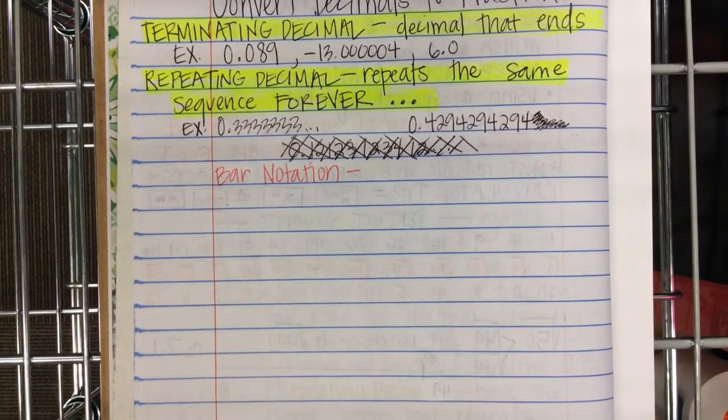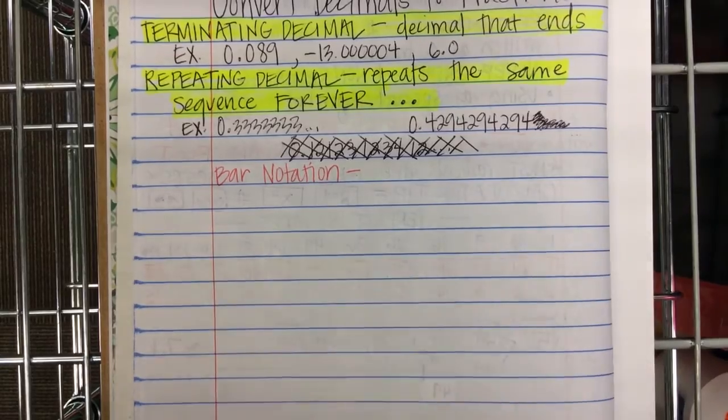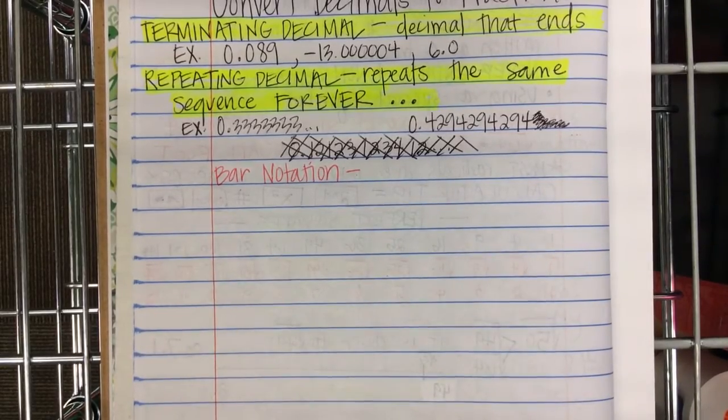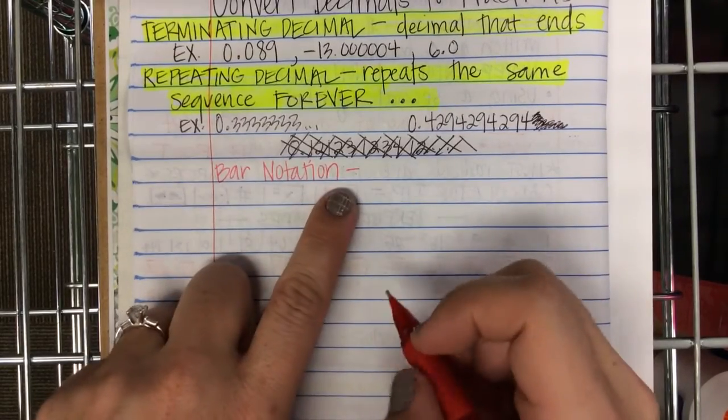Bar notation. There is an easier way. Instead of writing 0.3333333333333 dot dot dot, I can use bar notation. And bar notation is super easy.